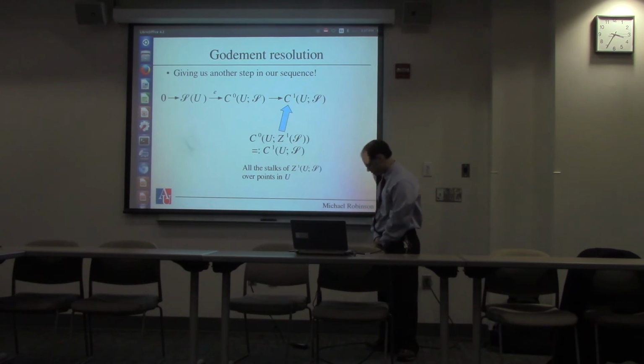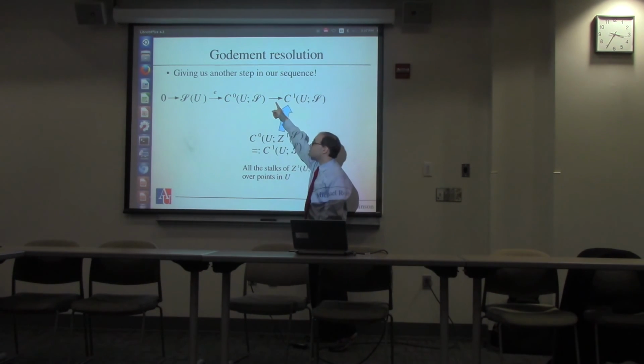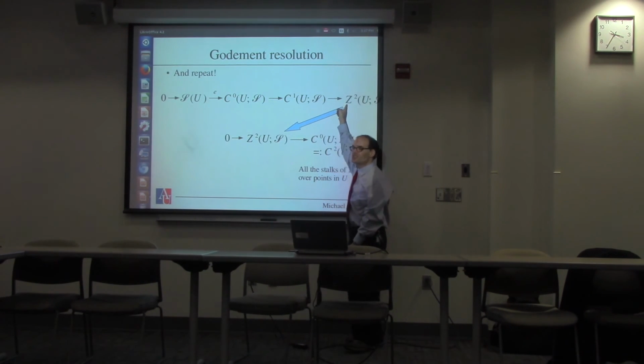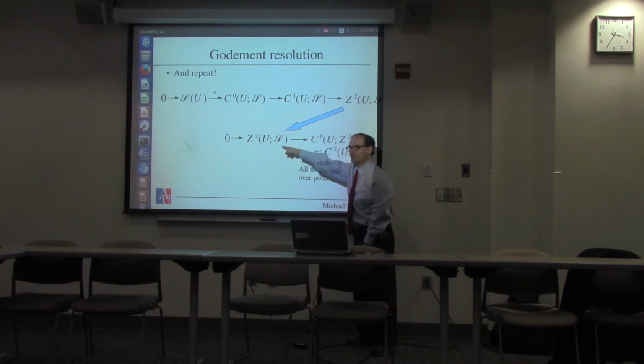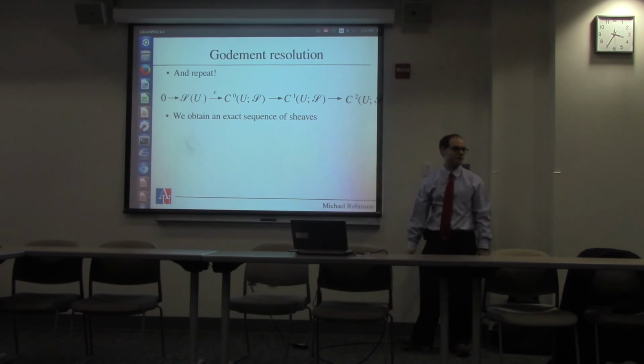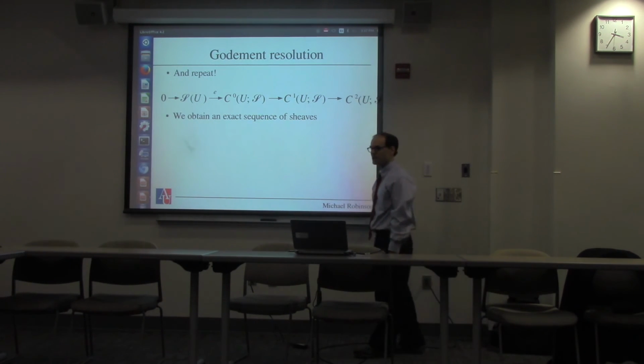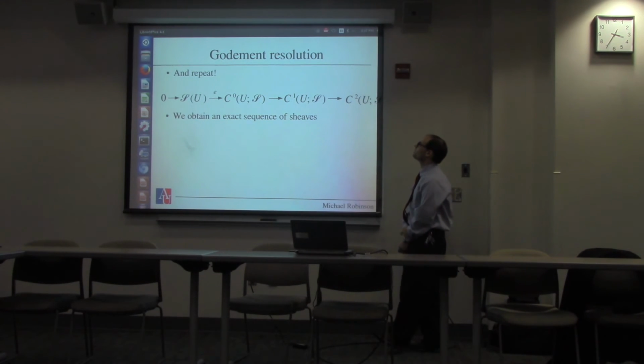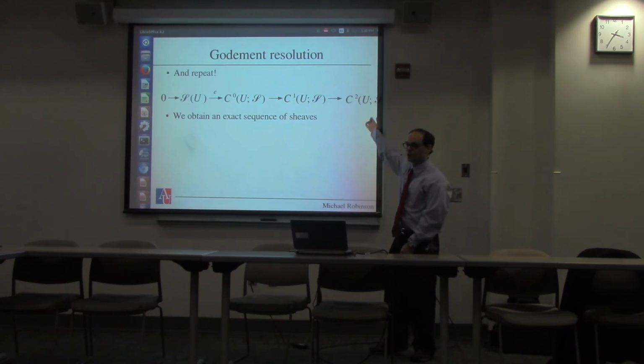I don't know anything about this thing, but I know that this map here should be made injective. So I make another space. I don't know anything about that, but let's do it again and keep going. And I just keep going until I run out of energy or data or whatever. So this thing is an exact sequence of sheaves. Oh gosh, that was kind of obnoxious, but so it is. That is the Godement resolution.